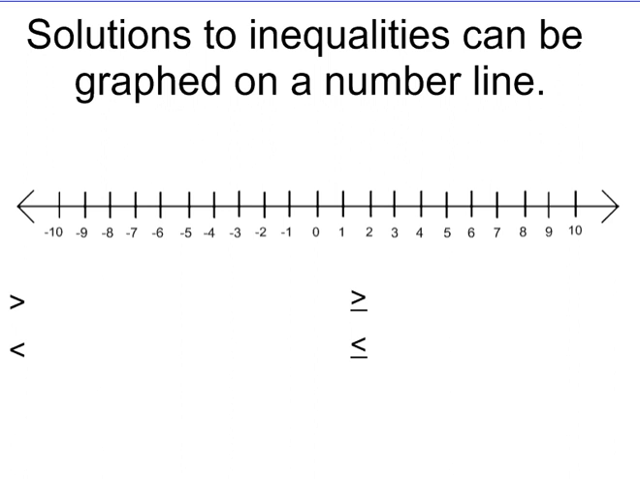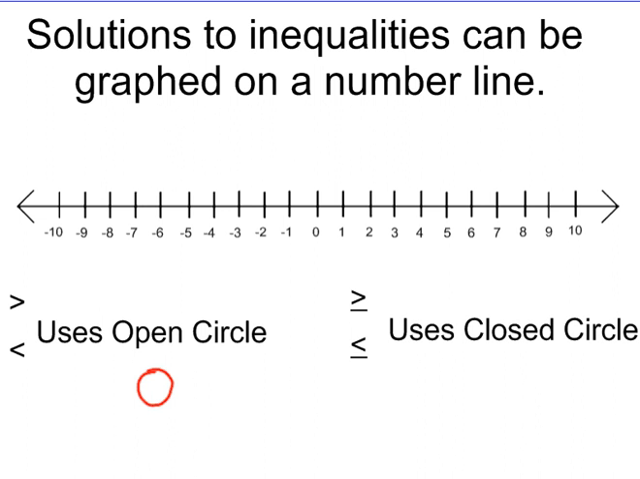When you graph a solution to your inequality, you can use a number line to do that. And when you are using either of the greater than or less than, you're going to be using an open circle. So that just means you're going to have a circle with nothing filled in. If you're graphing either greater than or equal or less than or equal, that's when you're going to use a closed circle. So the number on your graph will have a circle, but it will also be filled in.